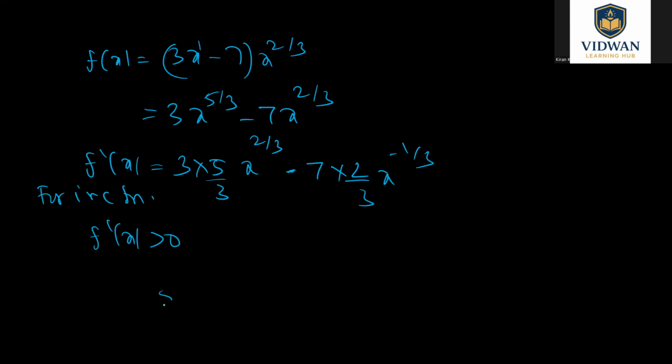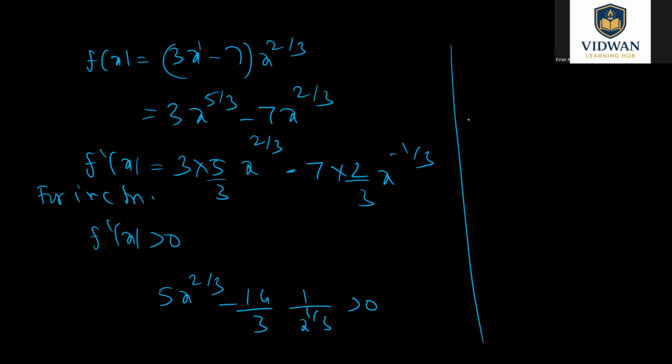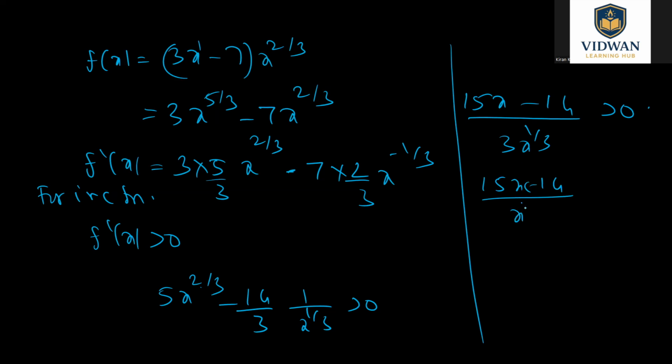So f dash x would be 5x power 2 by 3 minus 14 by 3 x power minus 1 by 3, which is 1 by x power 1 by 3, greater than 0. So upon taking LCM and simplifying, LCM is 3x power 1 by 3. So this will multiply here and give you 15. X power 2 by 3 into x power 1 by 3 would become x, minus 14 greater than 0. So this 3 will cross multiply and you can write 15x minus 14 by x power 1 by 3 greater than 0. Now to solve this, you can show it on the wavy curve.